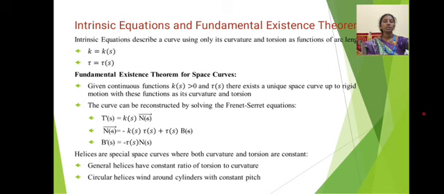t'(s) is equal to k(s) n(s). n'(s) is equal to minus k(s) t(s) plus tau(s) b(s). b'(s) is equal to minus tau(s) n(s). Helices are space curves where both curvature and torsion are constant. Helices have a constant ratio of torsion to curvature. Circular helices wind around a cylinder with a constant pitch.